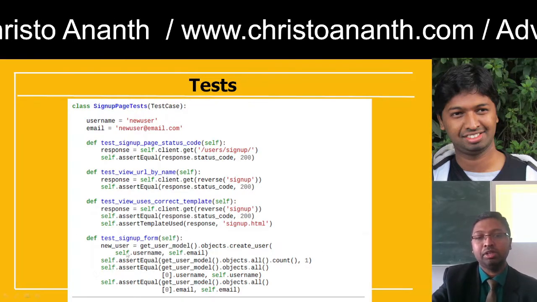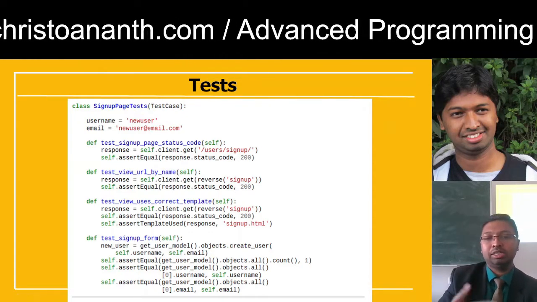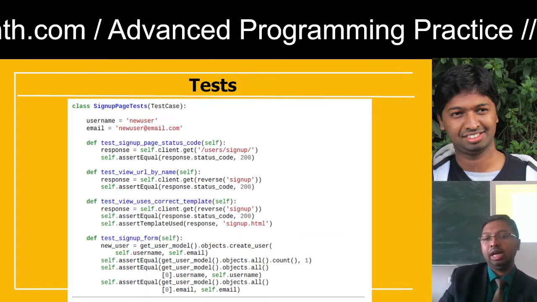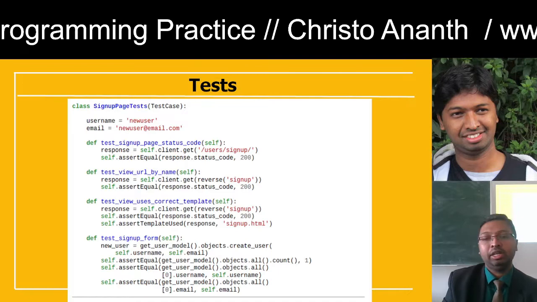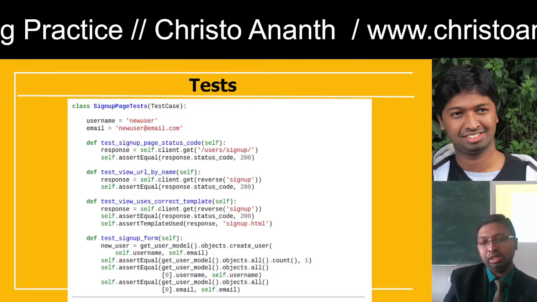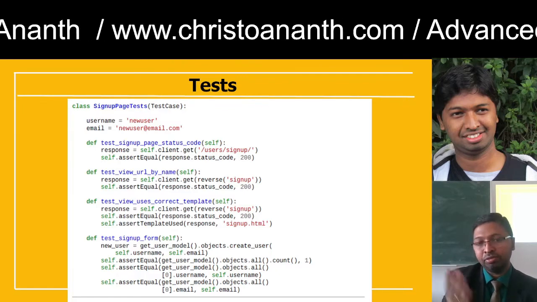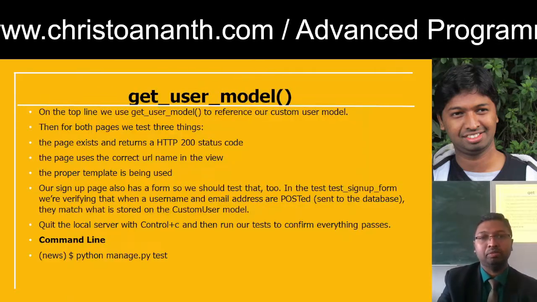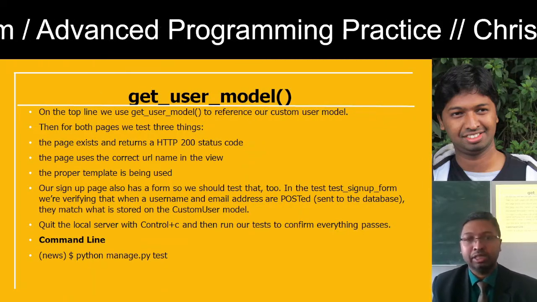Okay, so self.assertEqual, you are going to get the user model's objects.all username and self.username, and then self.assertEqual with get user model objects.all, going with the email and self.email. Okay, so get user model, generally you can reference it for the custom user model.